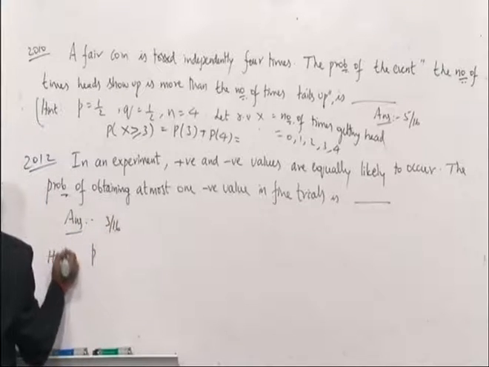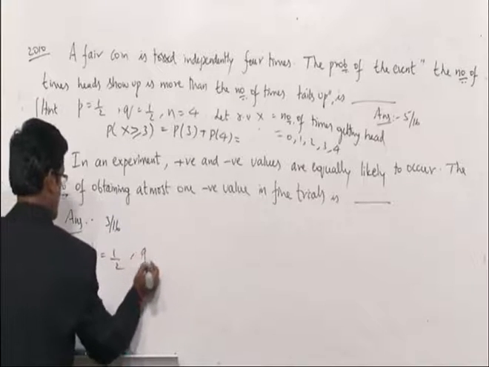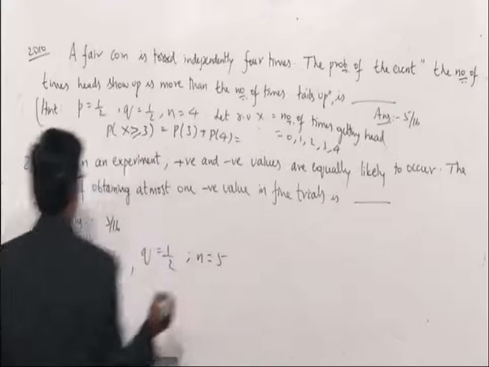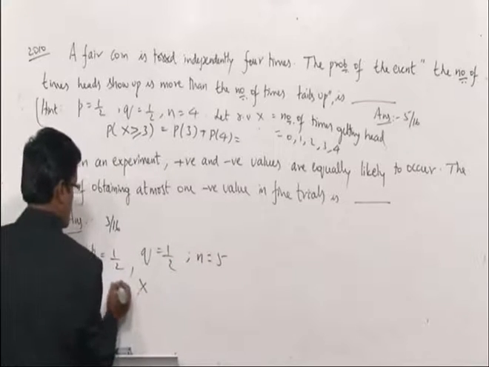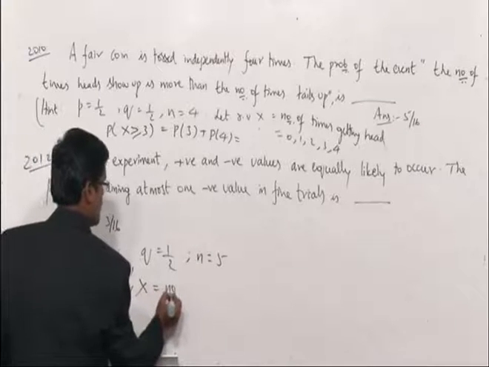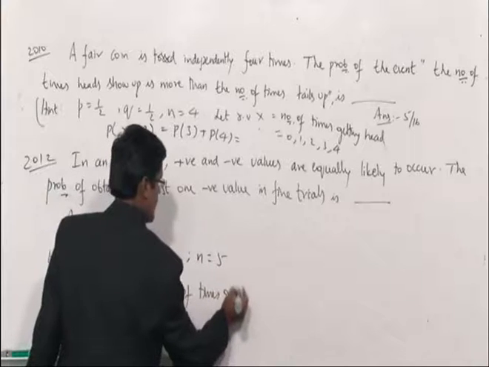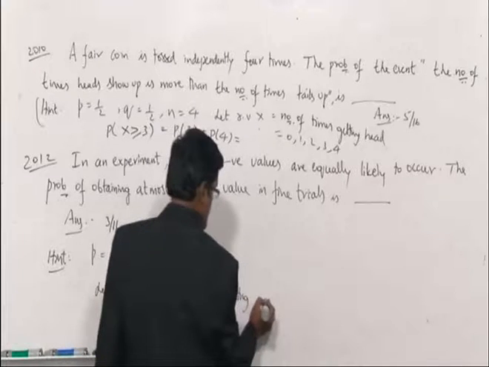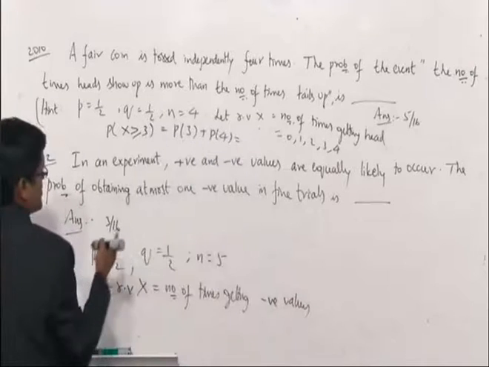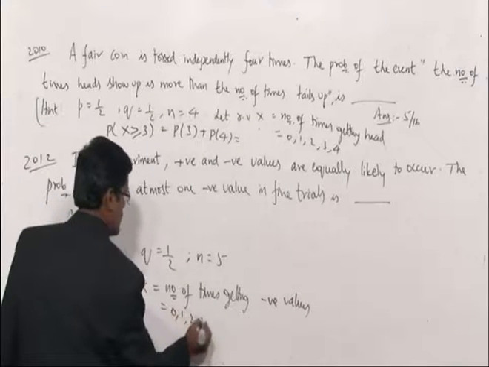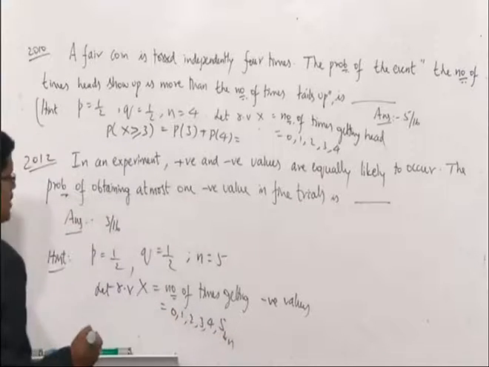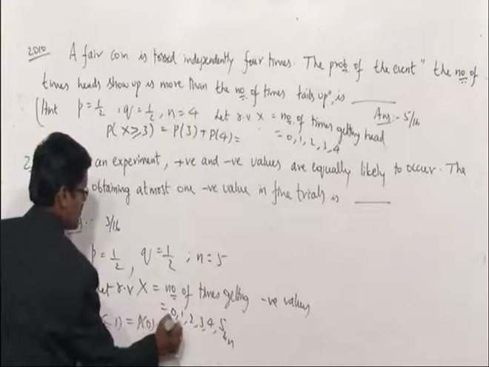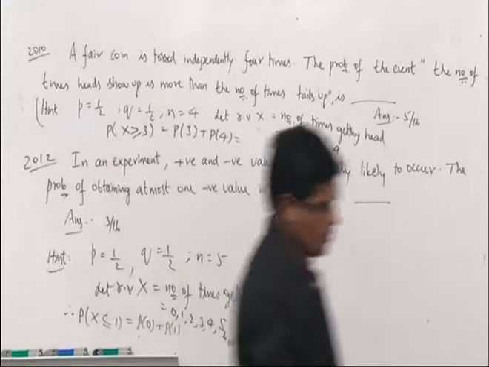Hint: P is equal to 1 by 2, Q is equal to 1 by 2. Okay. In 5 trials, let random variable X be the number of times. What does the question ask? Negative values or positive values, no problem. If you define P, the probability of success, as getting a negative value, then X is 0, 1, 2, 3, 4, 5. This is our N. What we require? At most means X less than or equal to 1. That means P of 0 plus P of 1 using binomial distribution. Then I am going to Poisson distribution.